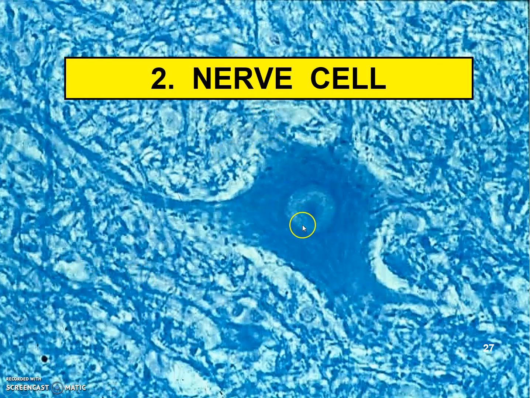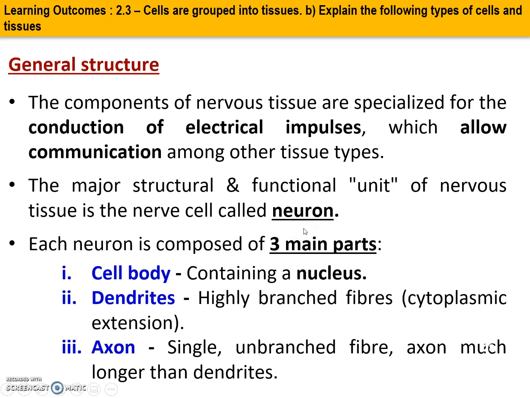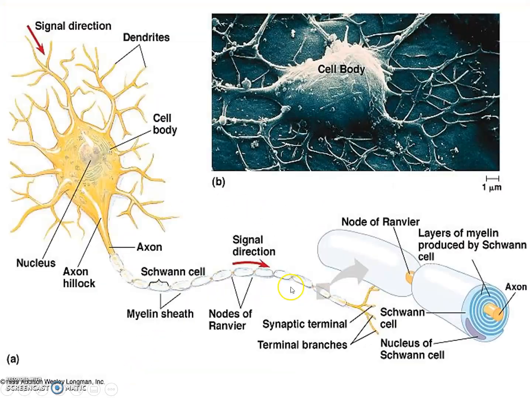Second kind of animal tissue: nerve. Okay, nervous tissue usually conducts electrical impulses, which allow communication among other tissue types. The functional unit of the nervous tissue, the nerve cell, we call the neuron. A neuron usually contains three main parts: cell body, dendrites, and axon. The cell body usually has one nucleus in the center, and it is followed by the axon.